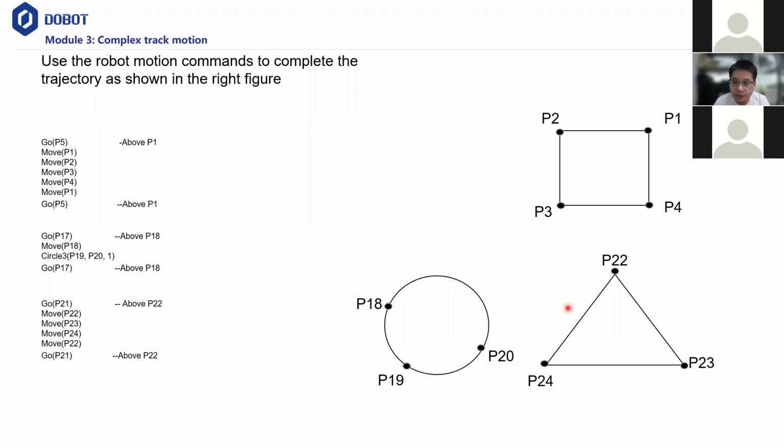The differences between go and move. Go is joint movement from point A to point B. Each joint will go from the initial angle to its target angle, regardless of the trajectory. Move is linear movement. The joints will perform a straight line trajectory from point A to point B. A broader detailed description of the motion function, you can check in our hardware guide later.